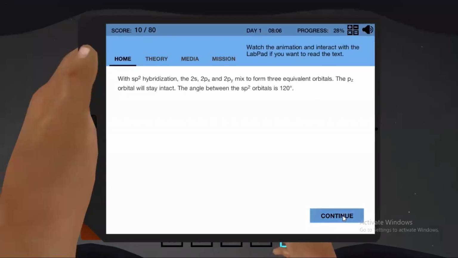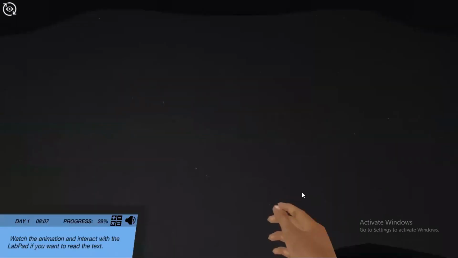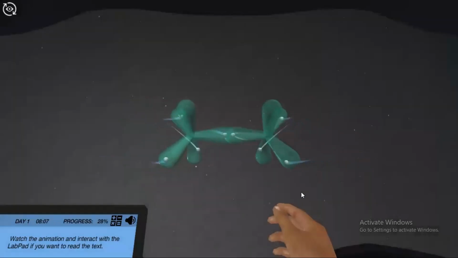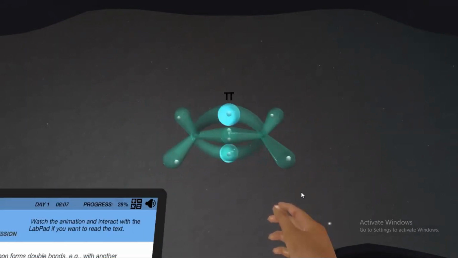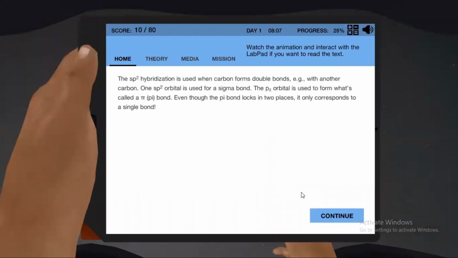With sp2 hybridization, the 2s, 2px and 2py mix to form 3 equivalent orbitals. The pz orbital will stay intact. The angle between the sp2 orbitals is 120 degrees. The sp2 hybridization is used when carbon forms double bonds, e.g., with another carbon.